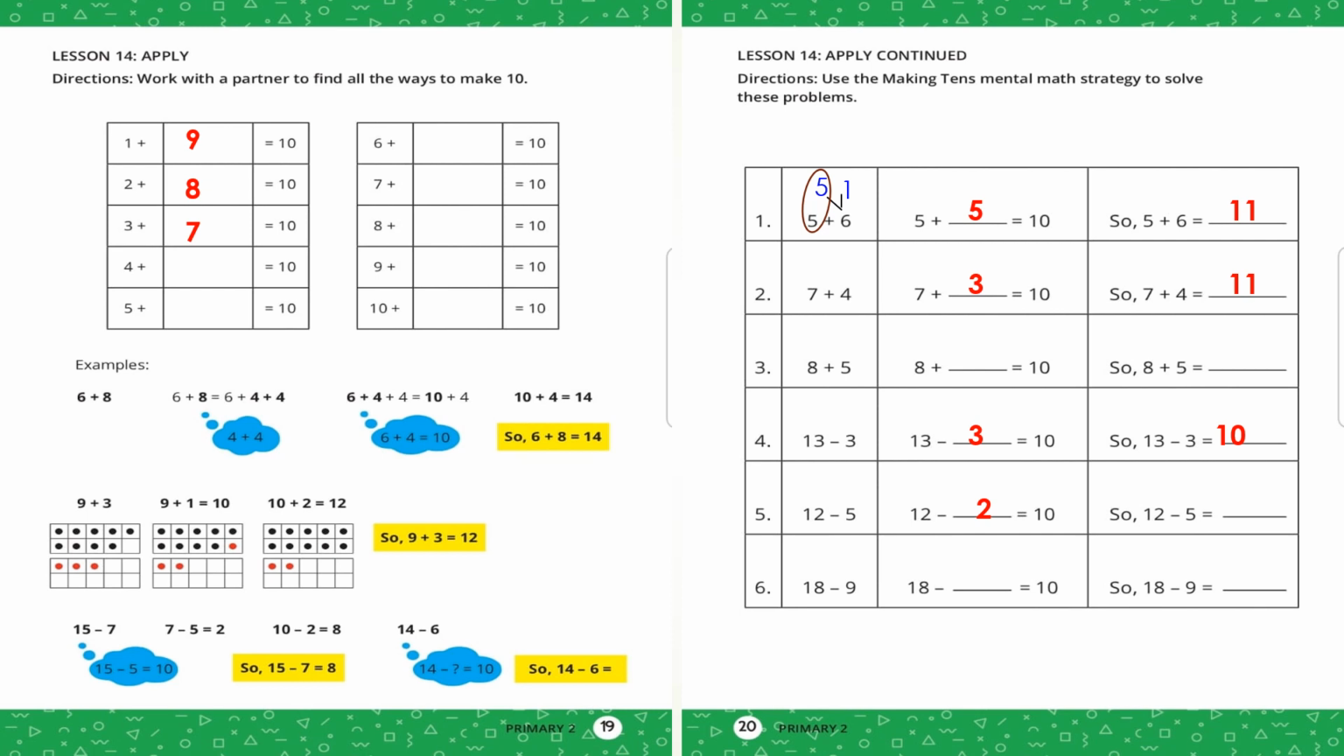So 5 could be 2 and 3. Okay? 12 minus 2 equals 10. Here we have 3 remainder. Okay? So 10 minus 3 equals 7.